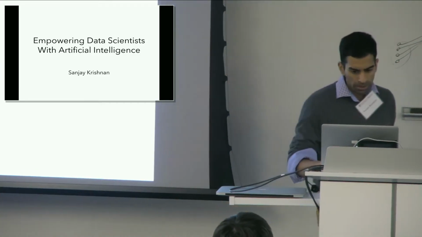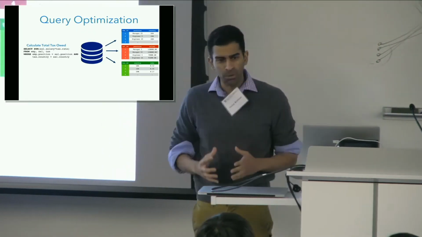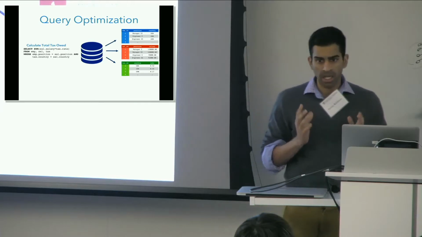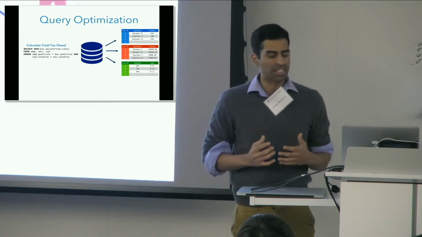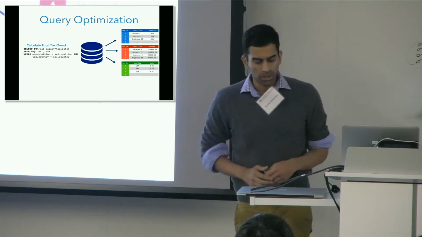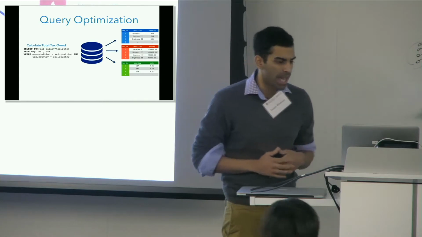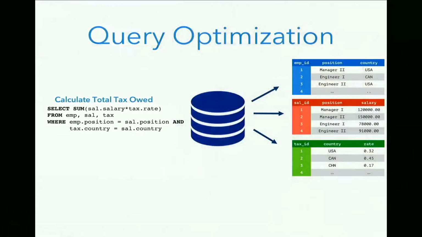Okay? To understand how we can start chipping away at this problem, let's start off with a really classical problem that has been studied in database research for the last 40 years. There's this problem called query optimization. Suppose I have a database of 3 different tables: employees, salaries, and tax codes. And I have a question on this data that integrates information from all 3 of these tables. Okay? Like, calculate the total tax owed by all the employees.